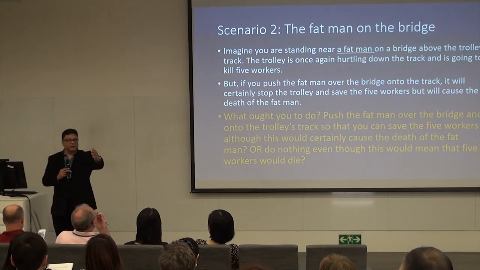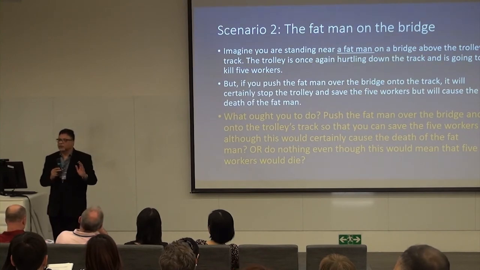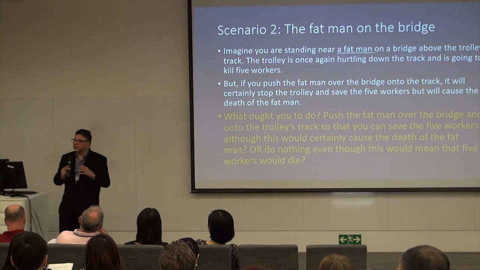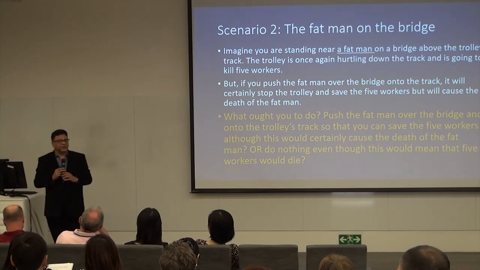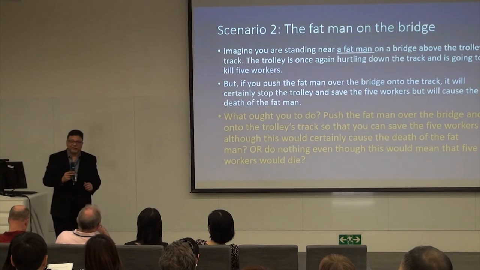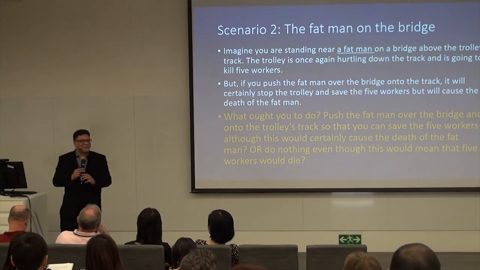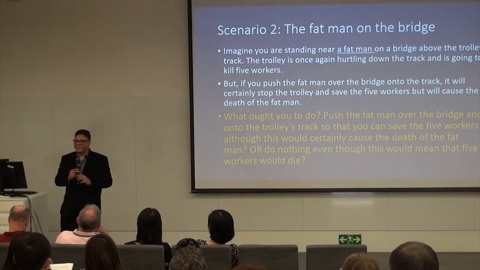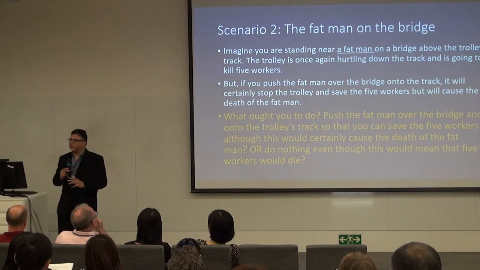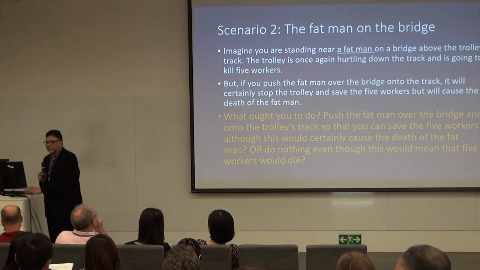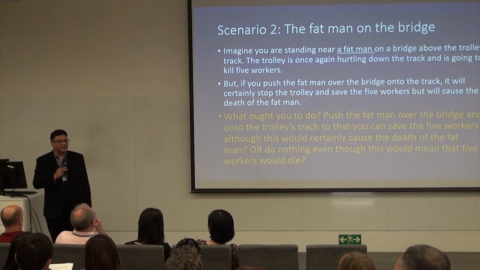Now, one of the objections was that you don't want to push the person, because then it'll look as though you are actively doing something. What if there was a sort of steering wheel that just dropped him onto the track? Is that okay? What if you accidentally tripped on a lever that opened a trap door? Would that make it better?